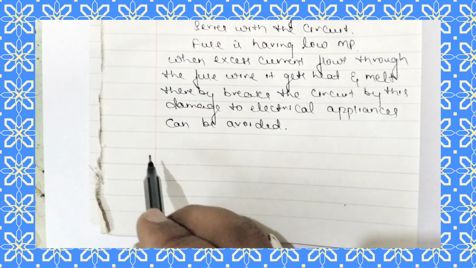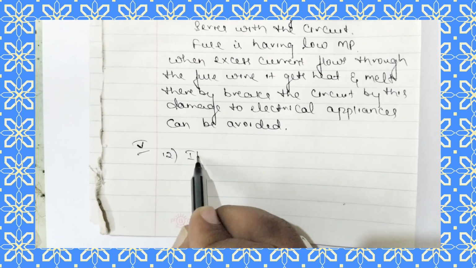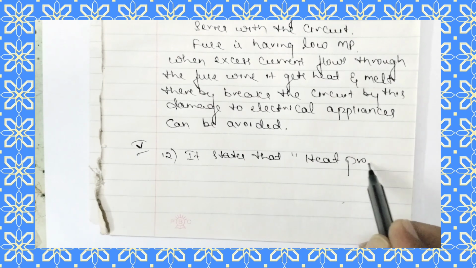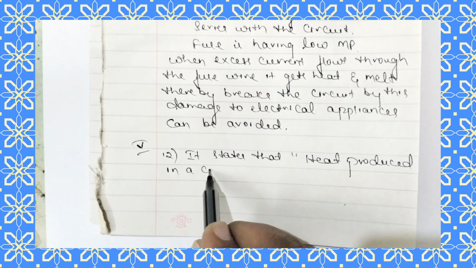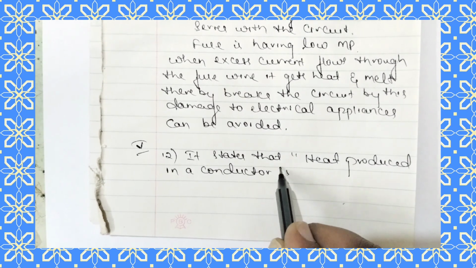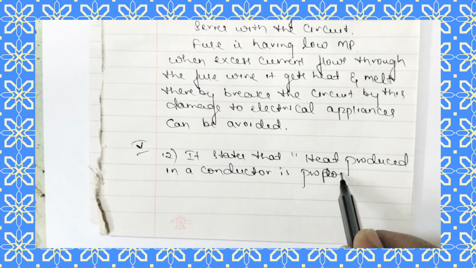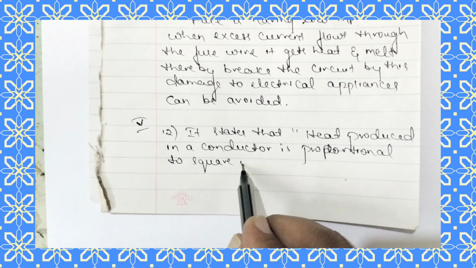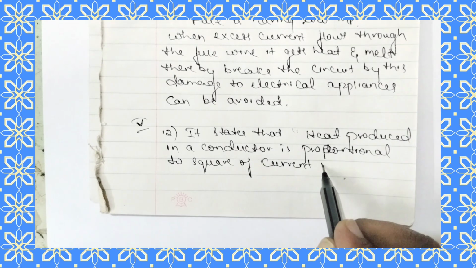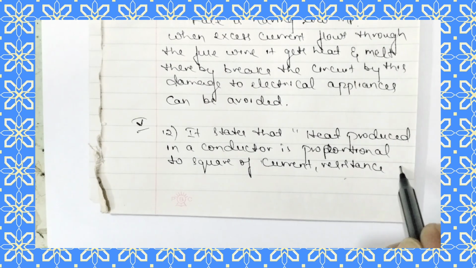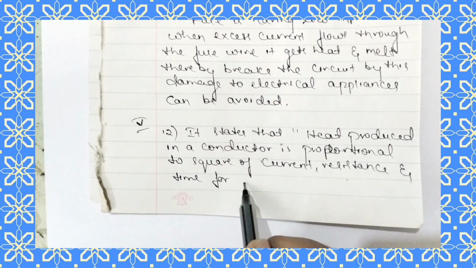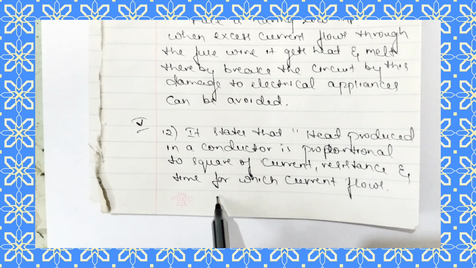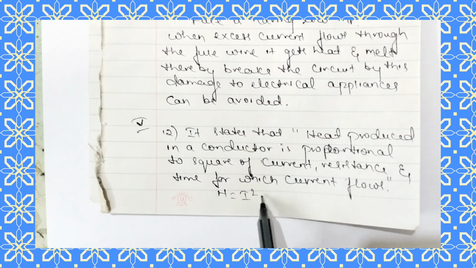First, state Joule's law. It states that heat produced in a conductor is proportional to square of current, resistance and time for which current flows. H is equal to I square RT.